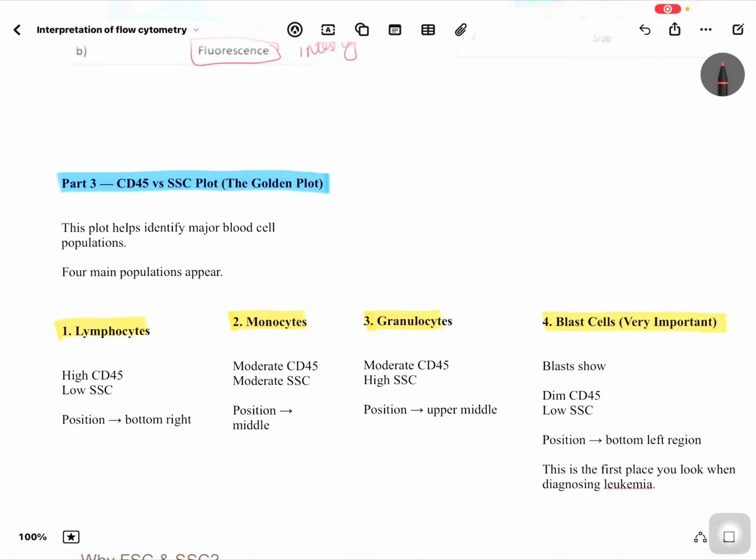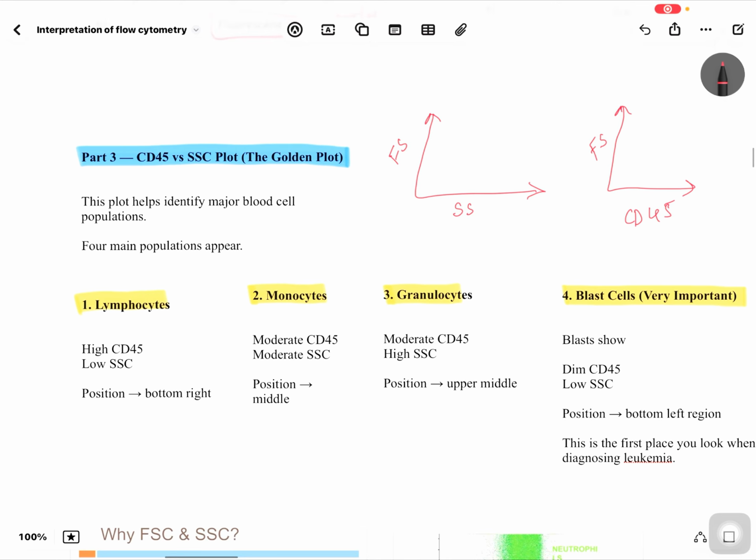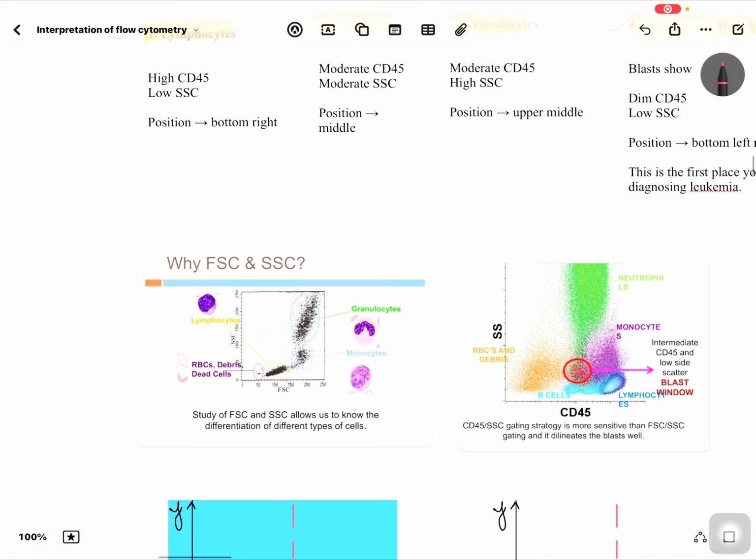Moving on in a deeper version. Whenever you get a flow cytometry diagram, the first plot is very important. Most of the time, the first plot shows forward scatter and side scatter. Sometimes it shows forward scatter and CD45. Let's see what is most important and where we have to focus. This plot helps in identifying the major blood cell populations. We know there are four populations: lymphocytes, monocytes, granulocytes, and blast cells. Let's see how they appear on the charts.